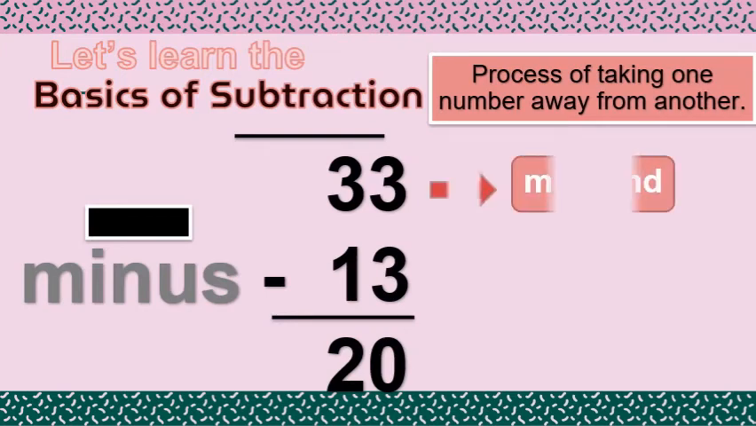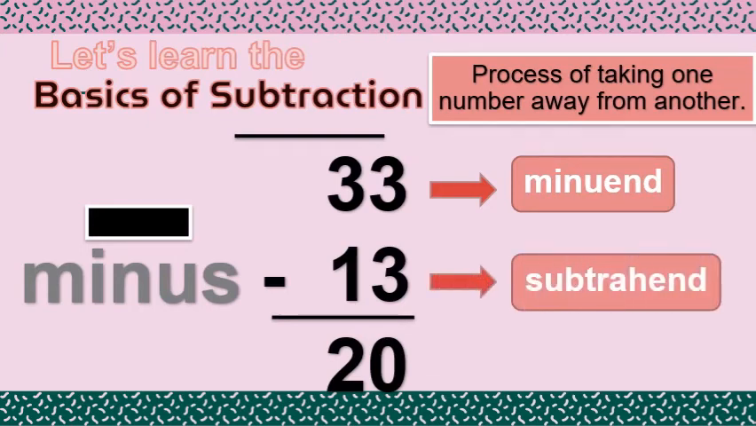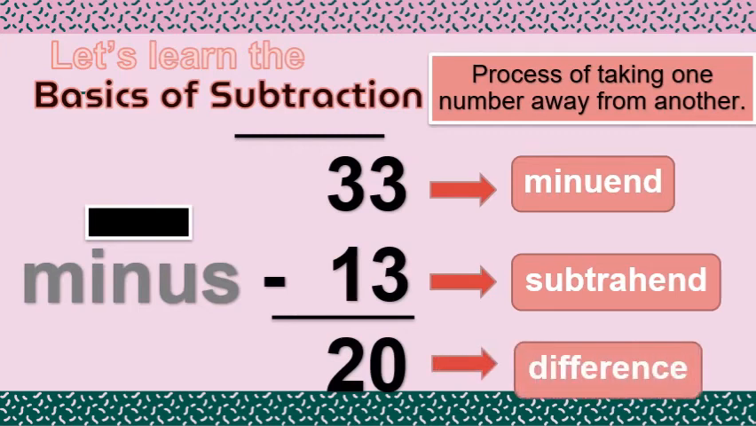33 is the base number. This is called minuend. And 13 is the number you're going to take away from the first number. This is called subtrahend. And the answer is 20. 20 is called difference.